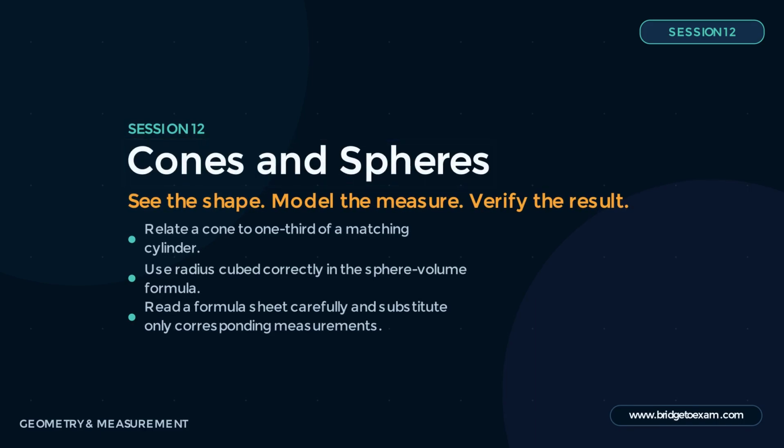Welcome to Session 12, Cones and Spheres. We will build the idea visually, solve a complete example, and finish with a short independent check. By the end, you will be able to relate a cone to 1/3 of a matching cylinder, use radius cubed correctly in the sphere volume formula, and read a formula sheet carefully and substitute only corresponding measurements. Keep the diagram, the calculation, and the unit connected at every step.